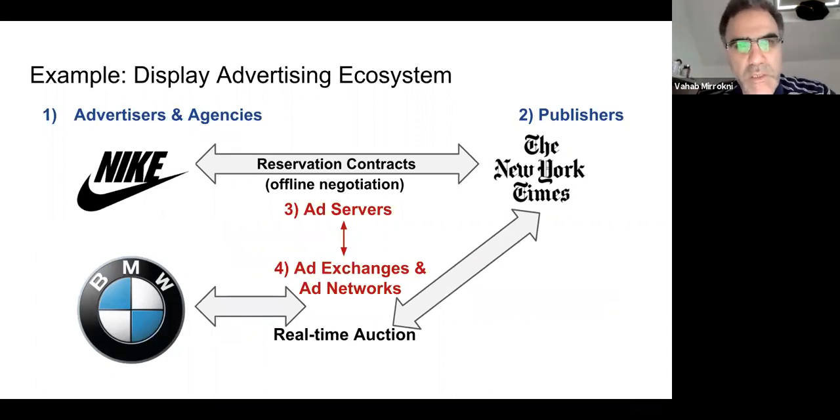But just to give you examples of two important advertising ecosystems, there is the display advertising ecosystem, where we have publishers like the New York Times, content providers. They are going to show ads to sponsor their content, and there are advertisers and ad agencies that interact with these publishers through ad servers or advertising exchanges or advertising networks. So they interact either through a real-time auction or through offline negotiations, and then ad servers serve their ads, satisfying some constraints in the contract.